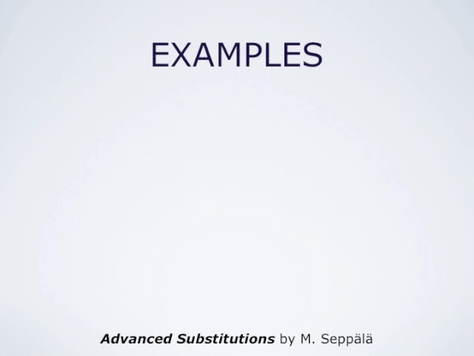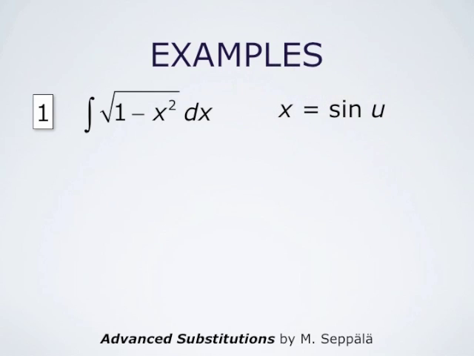Examples to be considered are, first, the integral of square root of 1 minus x squared dx, and we compute this by the substitution x equals sine of u. When we do that, then 1 minus x squared is 1 minus sine squared, which is cosine squared, and the square root of that can be simplified.